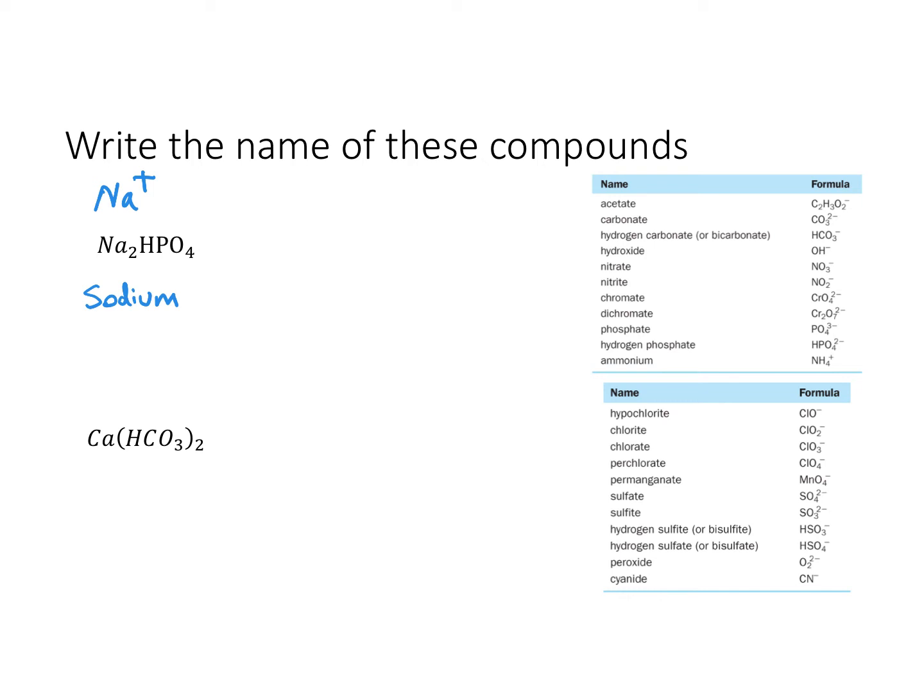Okay, so if sodium is Na2 plus and we have 2 of that, right? What should be the charge of HPO4? 2 minus, right? And also when you look at this table, you can only see 1 HPO4, and it has a charge of 2 minus. What is the name of it? Hydrogen phosphate. Exactly.